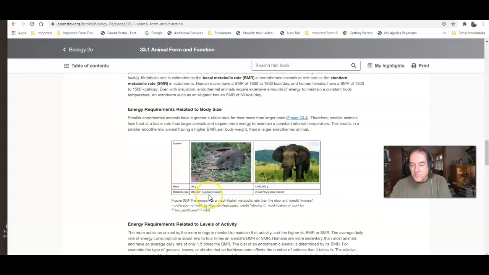per hour. So for a standard unit, 1 gram of body mass, it's going to need about 800 cubic millimeters of oxygen per gram per hour. Whereas this very large animal right here only needs 75 cubic millimeters of oxygen per gram per hour.